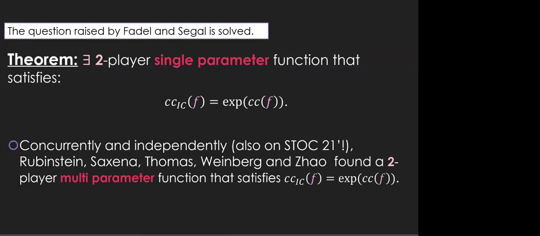And concurrently and independently, Rubinstein, Saxena, Thomas, Weinberg, and Zhao have found another 2-player function which exhibits this exponential gap. However, the social choice function in their lower bound proof is multi-parameter. In their paper, they also investigate the difference between implementation in ex-post equilibrium and implementation in dominant strategies. Our other results are as follows.